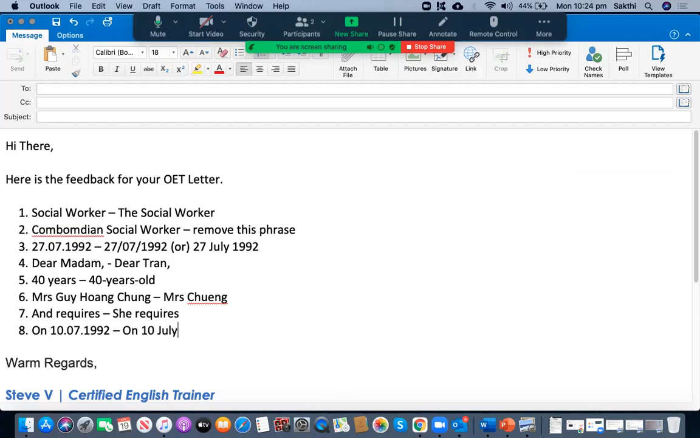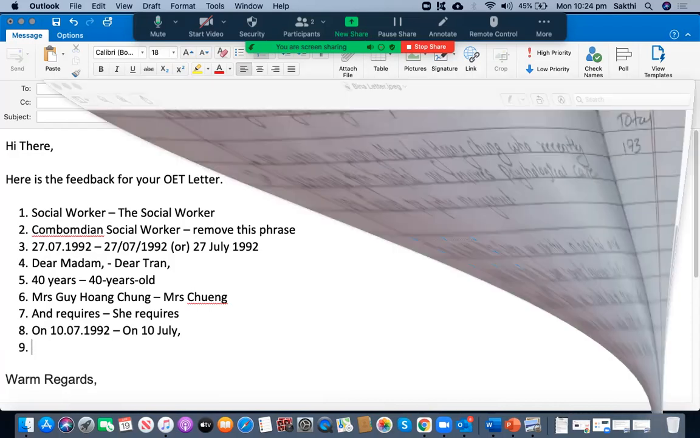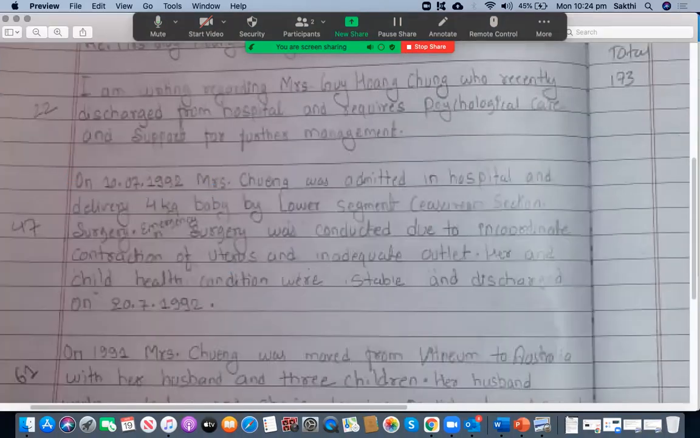July. If the events are occurring in the same year, you don't need to mention the year again and again. You can mention on 10 July, that's it. Or on the 10th of July. All right. And then there should be a comma. You didn't place a comma. You should have placed a comma.